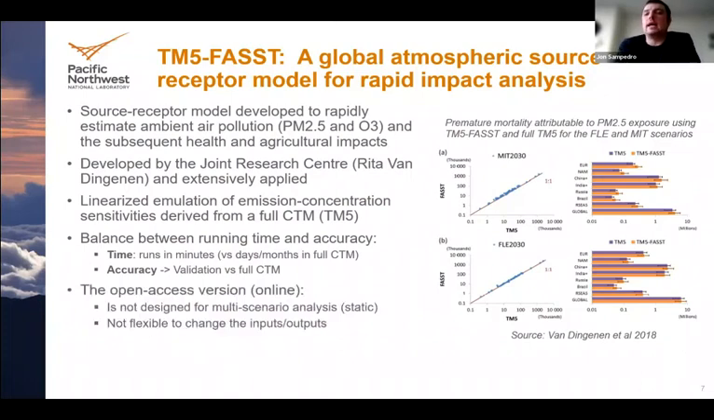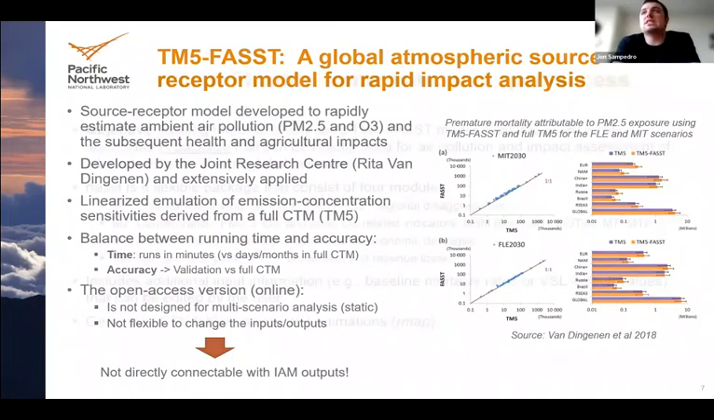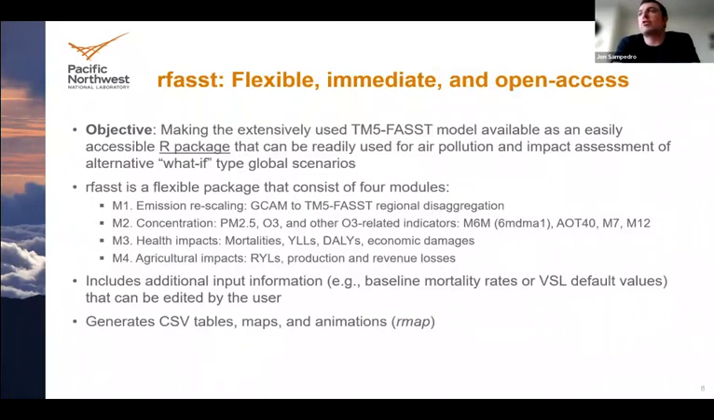We know that there is an open access version of TM5FAST, which is a web-based version of the model. However, this is designed for making a static comparison, so it has some problems making multi-scenario, multi-year comparisons. The version also is not flexible to change the inputs and outputs. Basically, in summary, this open access version is not directly connectable with integrated assessment model outputs. So in this context, we thought it would be good to design this rfasst tool to make the TM5FAST model available as an accessible R package that could be readily used for estimating air pollution and the subsequent impacts for alternative what-if type scenarios that are normally modeled with integrated assessment models, and with GCAM in our case.